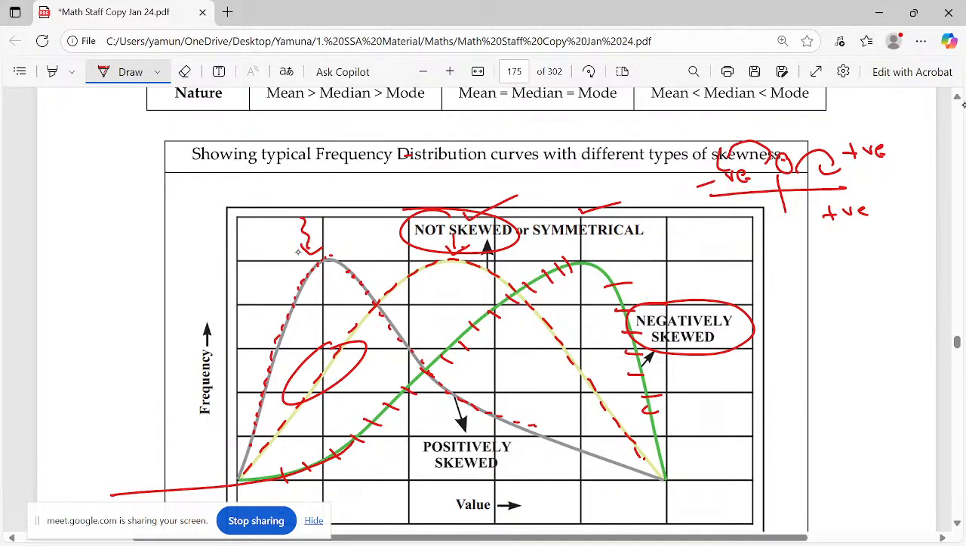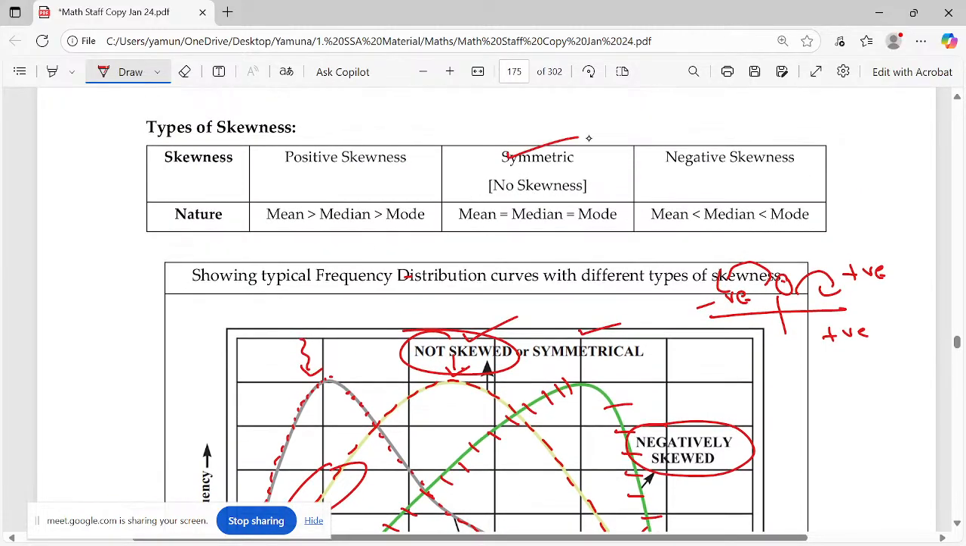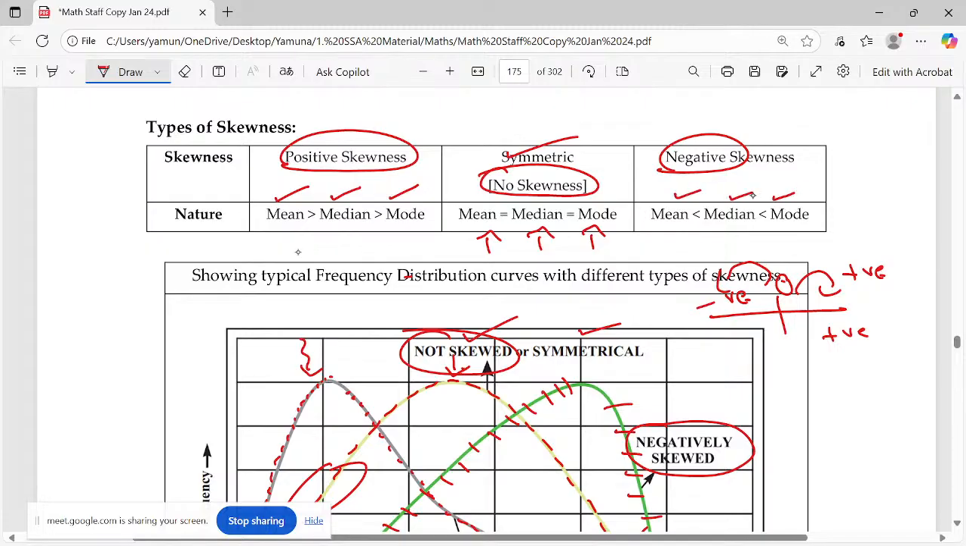If it happens to be a symmetric curve, which is no skewness, and a set of data is given, if you find the mean value, median value, and mode value, all will be the same, lying at one point. But if it is positive skewness, mean will be greater than median, which will be greater than mode. Negative skewness means it's just the reverse. Mean will be less than median, which is less than mode.